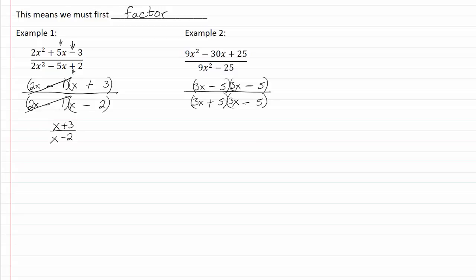Now that they're factored, I'm going to cross off the factors that are alike. So we cross off the 3x minus 5. 3x minus 5 and 3x plus 5 are not the same, so that is my answer.